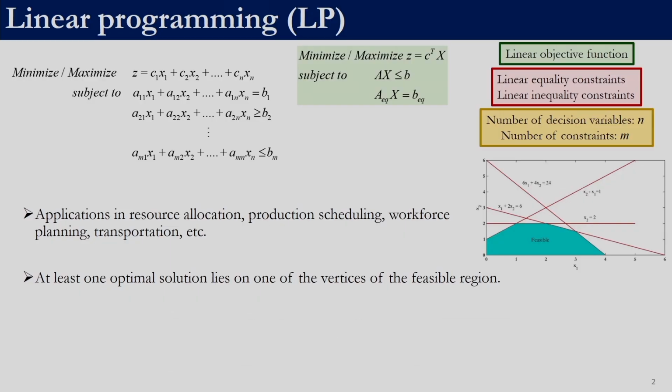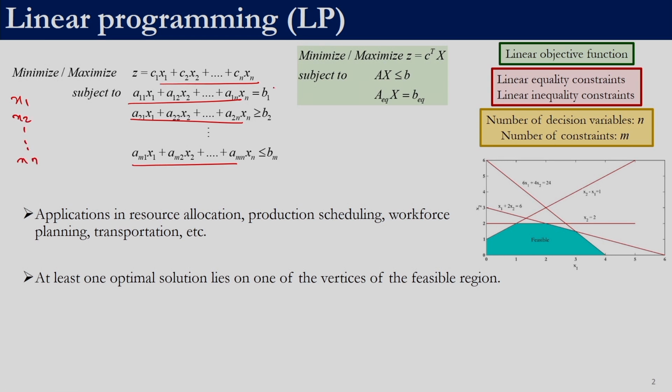Welcome. In this session we will look into how to solve linear programming problems using simplex method. So, in a linear programming problem the objective function is linear and the constraints are also linear. So, in this case the decision variables are x1, x2 all the way up to xn.